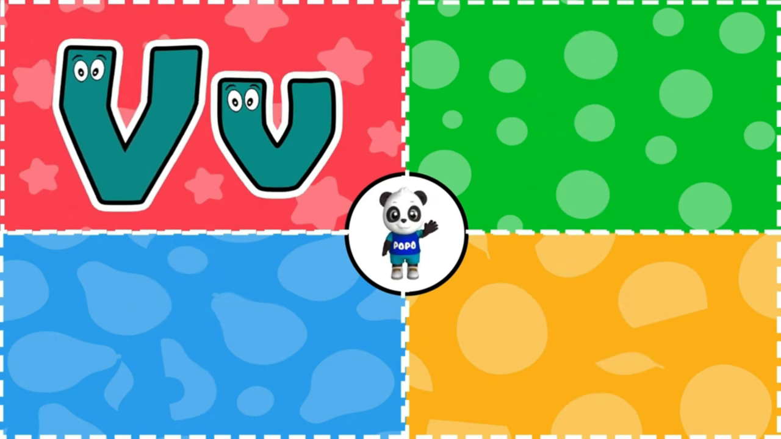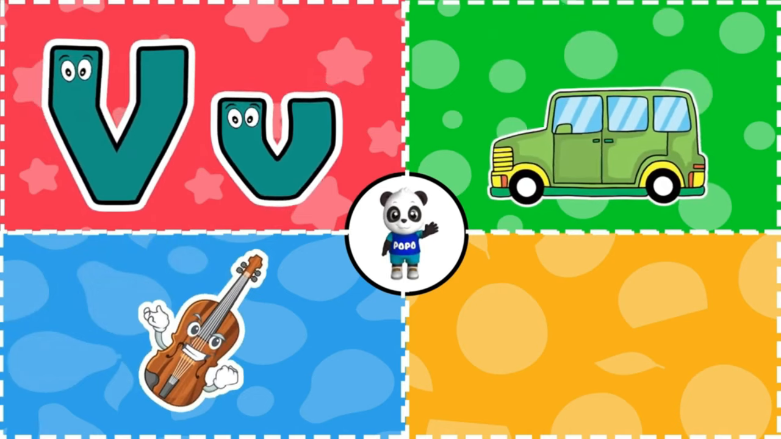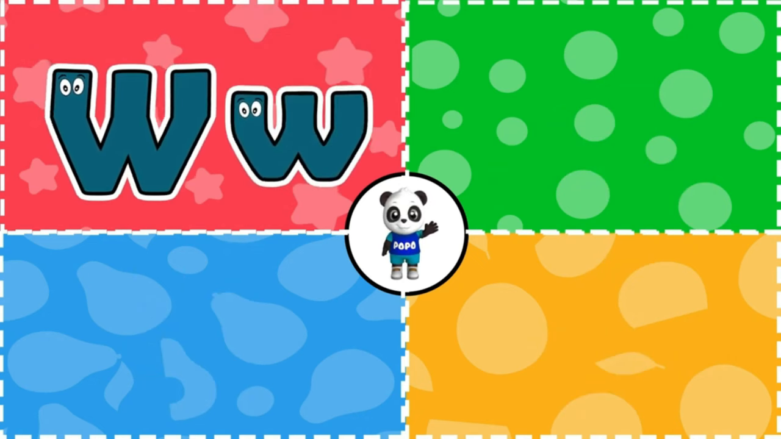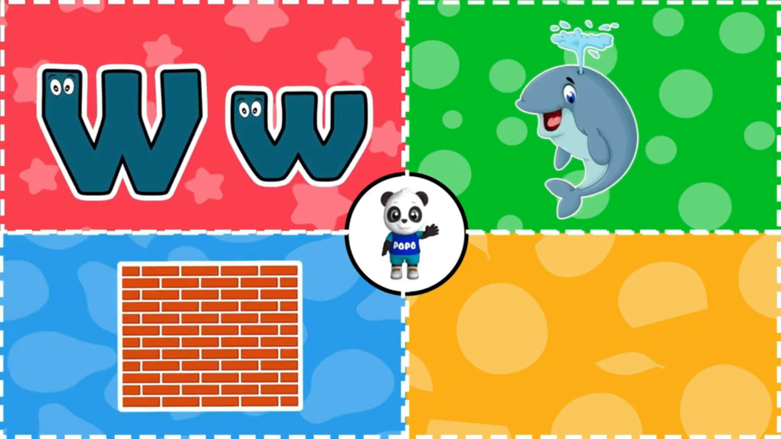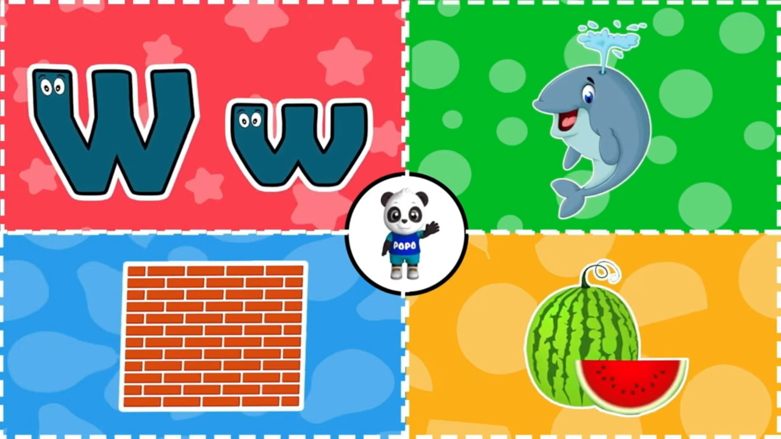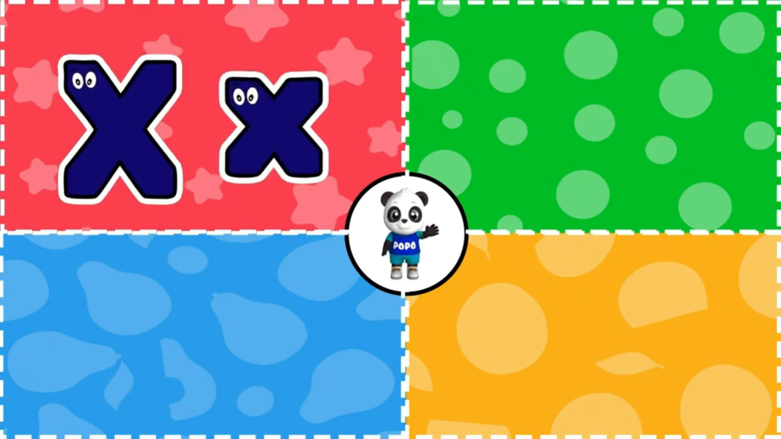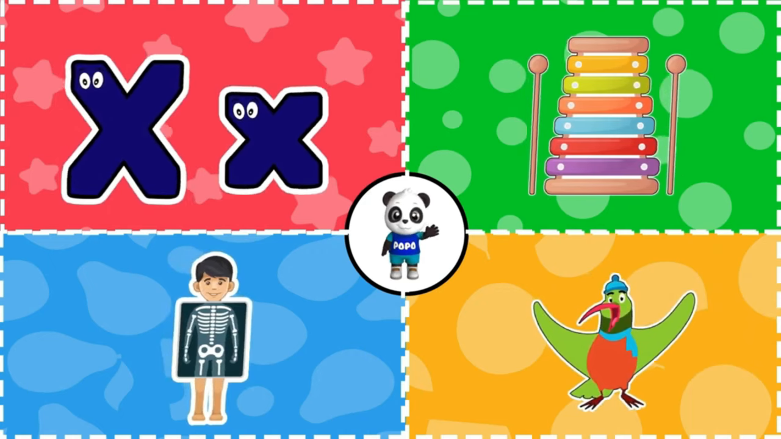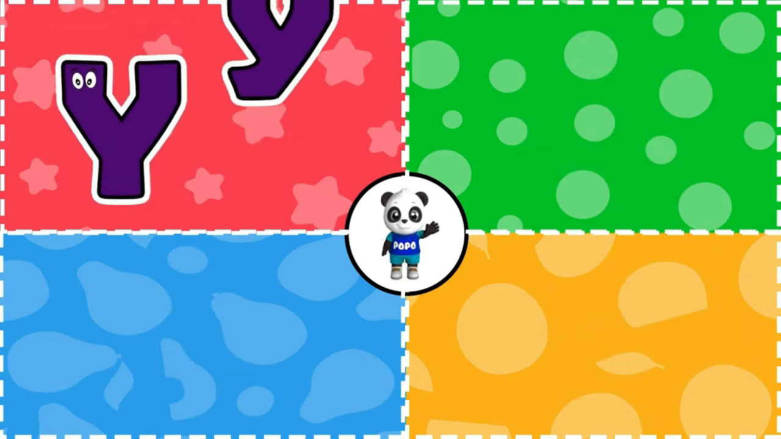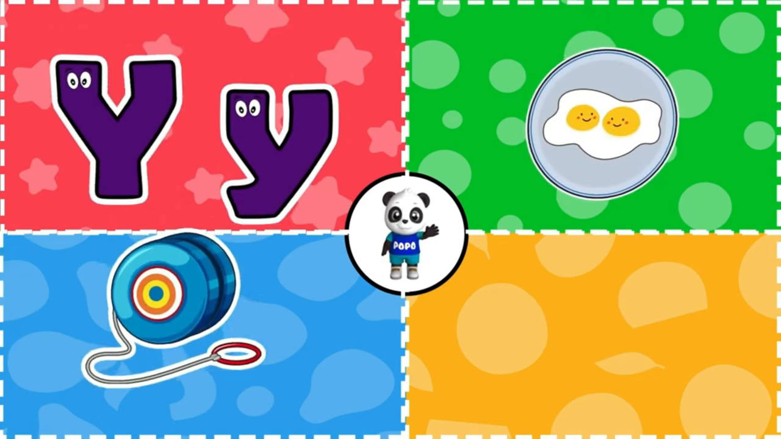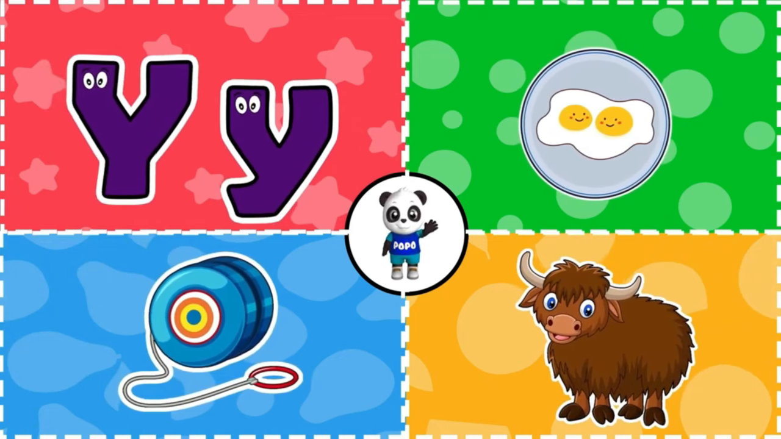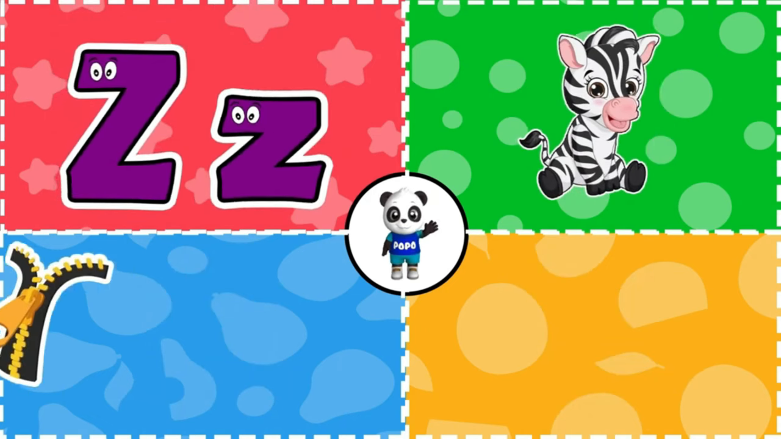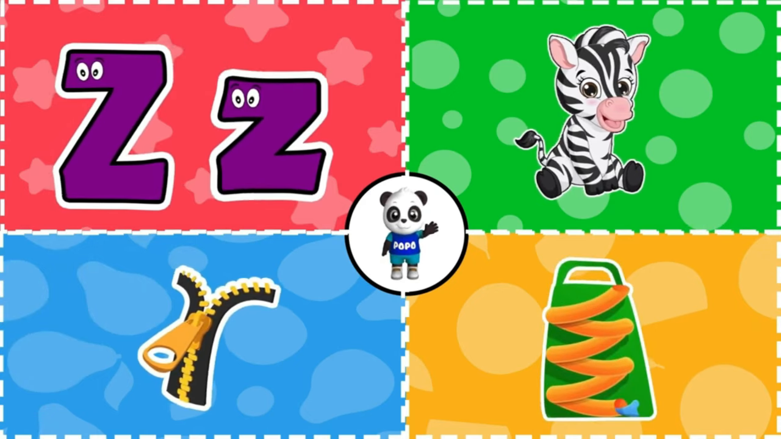V, V, V for van. V for violin. V for vacuum cleaner. W for whale. W for wall. W for watermelon. X for xylophone. X for x-ray. X for xanthus. Y for yolk. Y for yo-yo. Y for yak. Z, Z, Z for zebra. Z for zip. Z for zigzag.